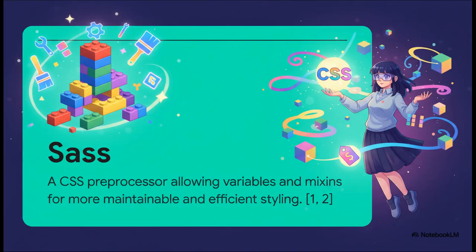And if Bootstrap is the box of Legos, then Sass is the magic tool that lets you customize the color, shape, and size of every single one of those pieces with incredible speed. It basically adds superpowers to your CSS. It lets you use things like variables, which means you can define a color one time and then use it all over your website. It's an absolute game changer for keeping your styles clean and easy to manage.